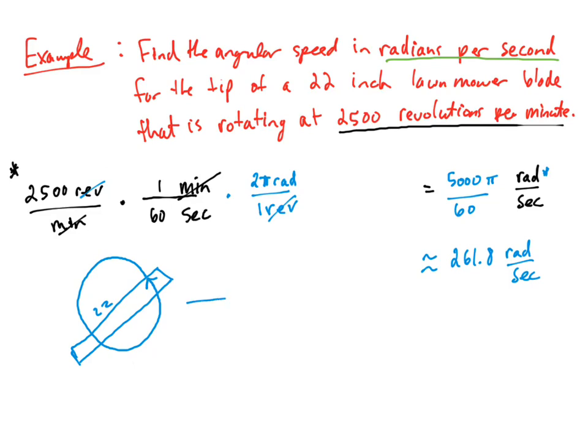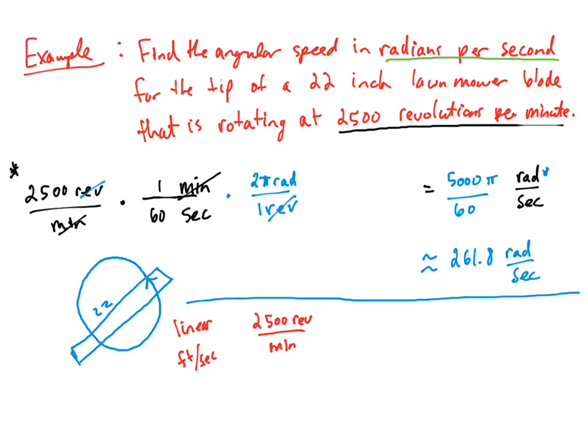Now, suppose we want to find the linear speed of the tip of this lawnmower blade, and let's say I want that in feet per second. So again, I'm going to start with 2,500 revolutions per minute. I want to get to feet per second here. Again, I need to convert from minutes to seconds. So 1 minute is equal to 60 seconds. The minutes cancel, so I have revolutions divided by seconds. But I want feet.